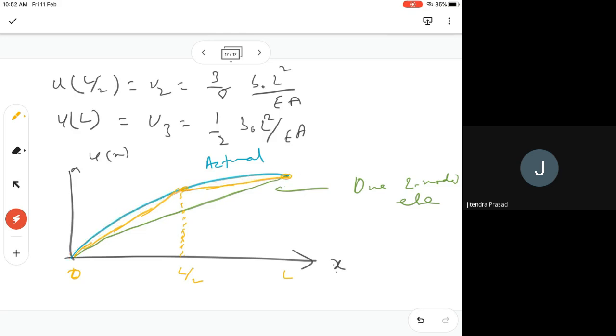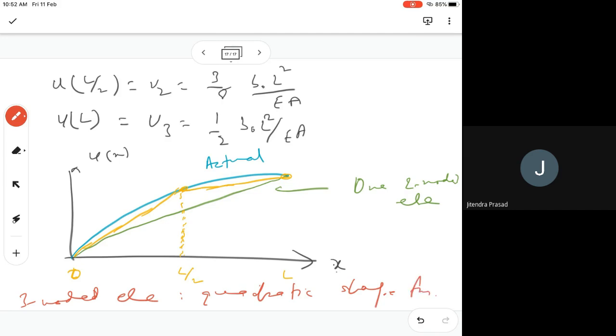And for that, we need to have an element which is quadratic, and it is possible only when we have a three noded element. Three noded element will have quadratic shape functions. Yeah, and hence if you use three noded element, you can find a solution which is exactly the same as the actual solution for the example. Yeah, so that's what we will do next.